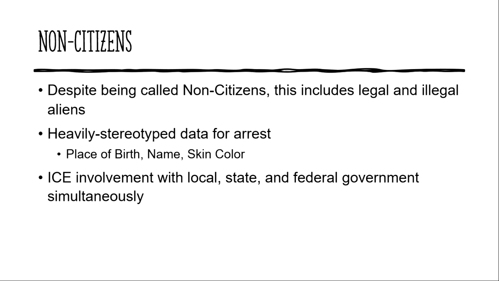And so within the corrections field, within the criminal justice field, non-citizens in particular are heavily stereotyped when it comes to arrests. Really, the three main things that play into this stereotype data when we look at arrest records for non-citizens: place of birth, name, and skin color are the three things that stick out. So obviously, skin color, if you don't look like the traditional white person of that area, you may be particularly targeted to see if you are in fact a citizen or not.